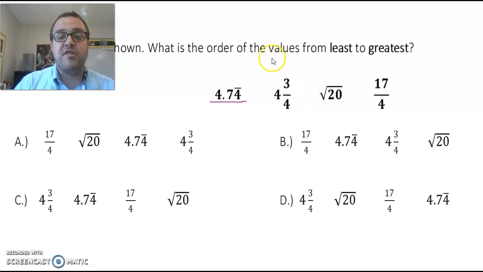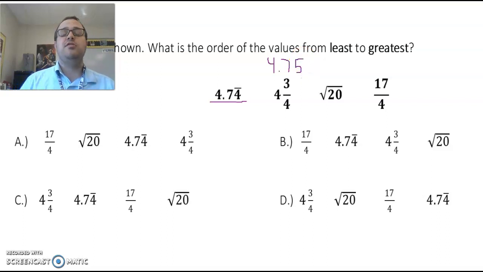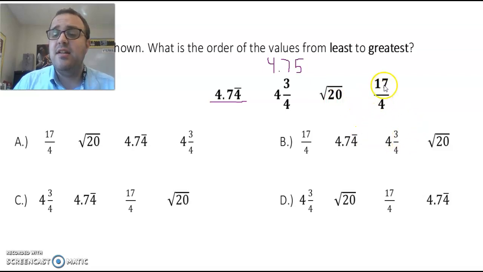This one, 3/4 is 0.75, so I'll rewrite this as 4.75. And yes, before I start trying to order them, I got to go through these steps here, so it's a lot easier for me to do that. Okay, let's skip square root of 20 for right now. We'll come back to that in a second.